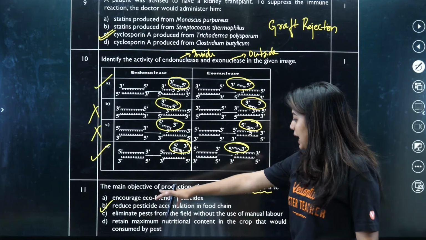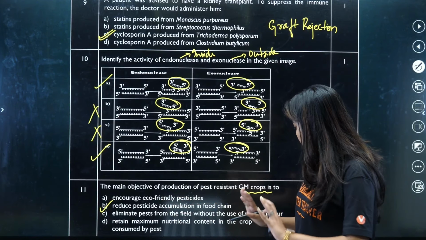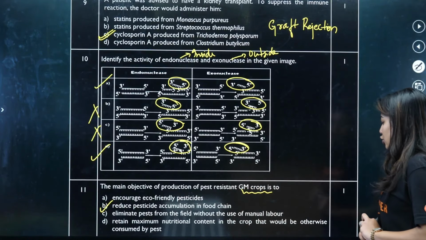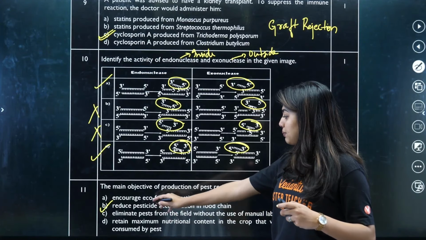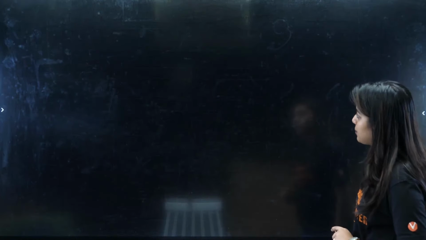Because if you see, encourage eco-friendly pesticide, yes, good thing. Eliminate pests from the field without the use of manual labor. Retain maximum nutritional content in the crop that would be otherwise consumed by the pest, right? All the points are correct, but the main goal is to reduce the pesticide accumulation in the food chain.